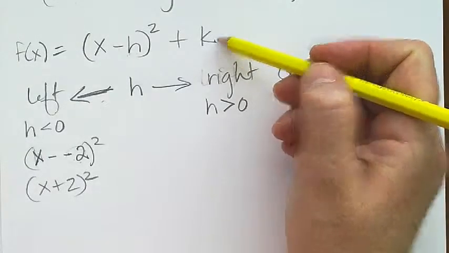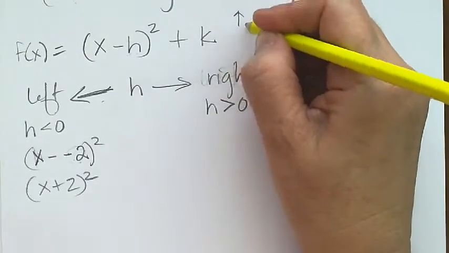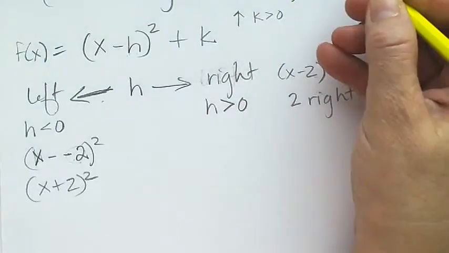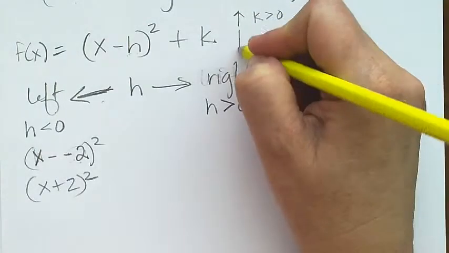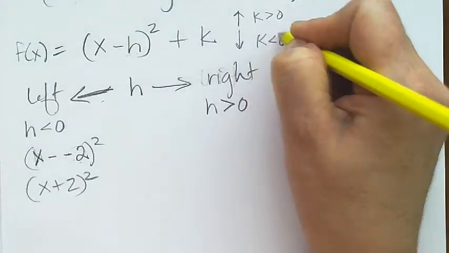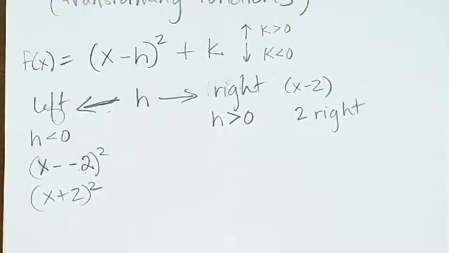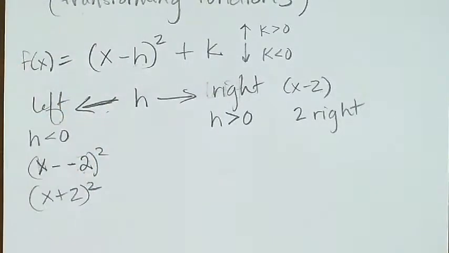The K is just going to move it up or down. When K is positive, it does what you would think it would do. It goes up. When K is negative, it goes down. So outside the parentheses, when it's in this form, operates the way you would think it would.